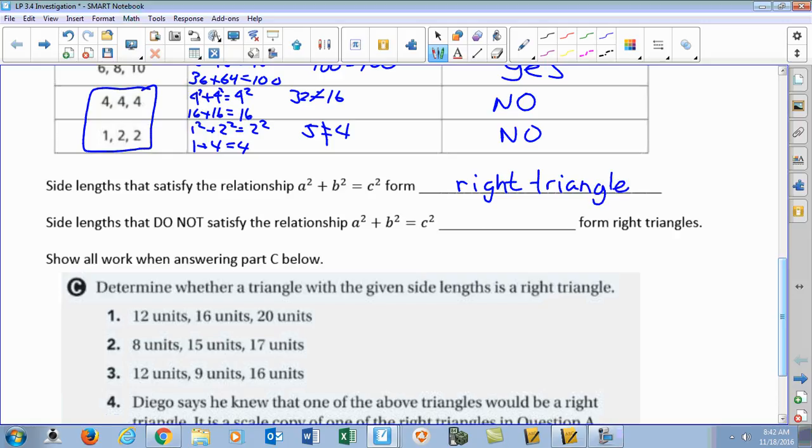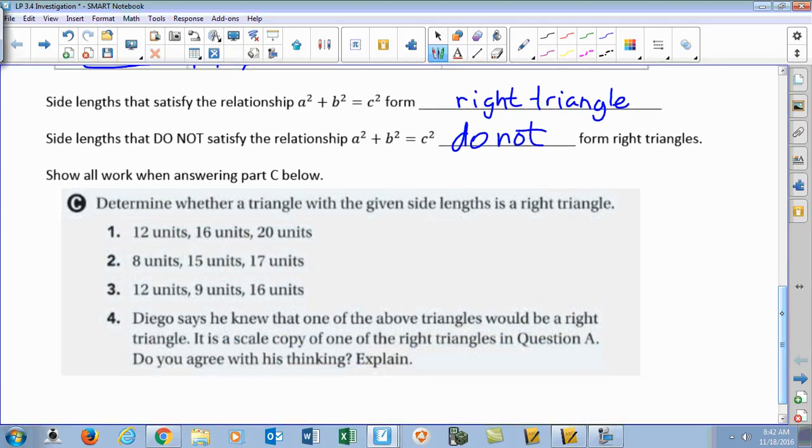And then again, sides that do not satisfy that a squared plus b squared equals c squared do not form a right triangle. So that's what we saw from our table.